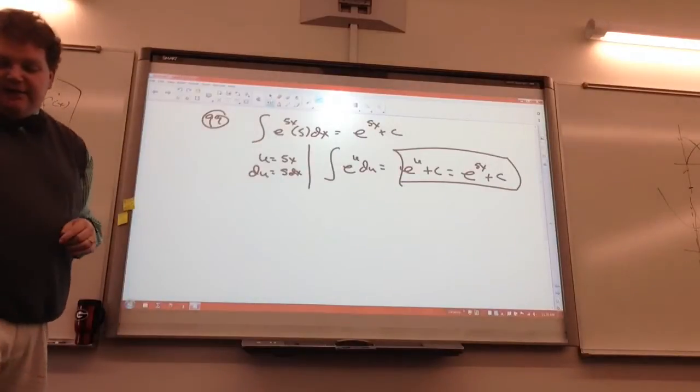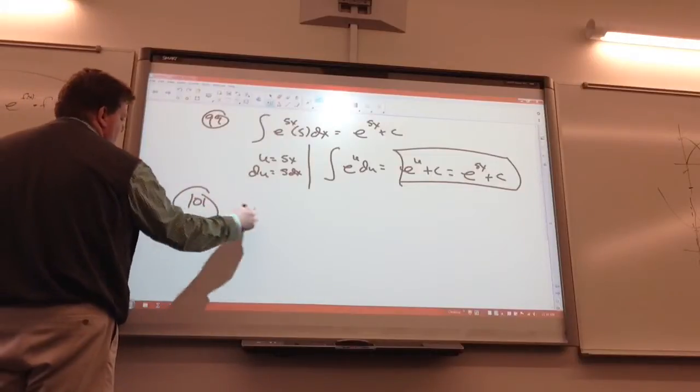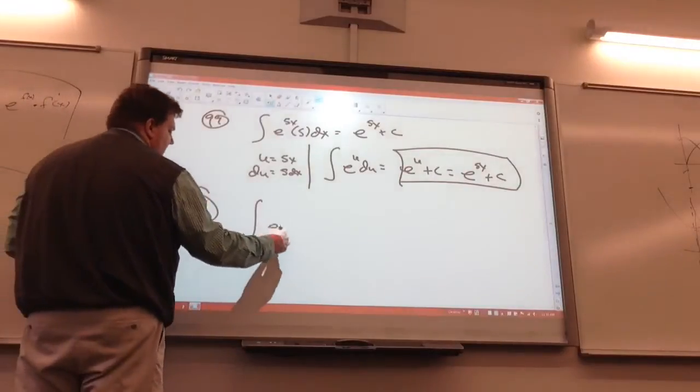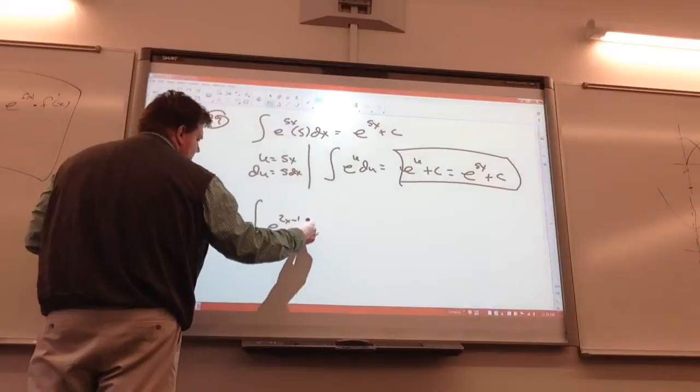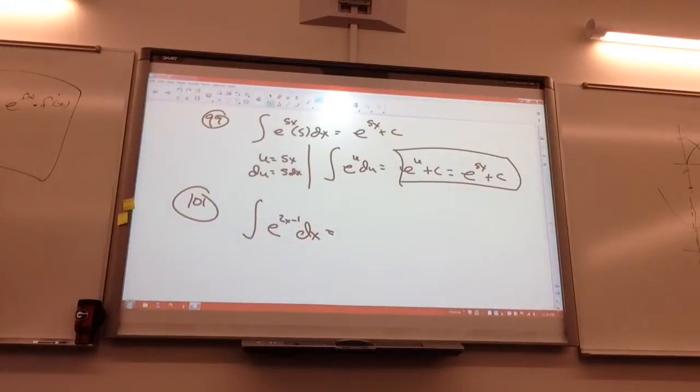Now, with that in mind, could I get a volunteer up here to do the next one? The integral of e to the 2x minus 1 dx. Now that you know what it is, who wants to try it out?